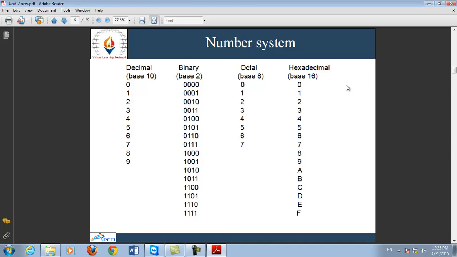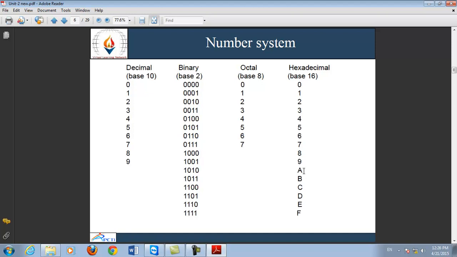Okay, as we have seen, there are 4 kinds of number systems: decimal, binary, octal and hexadecimal. I have already told you that decimal contains a total of 10 digits, from 0 to 9. Octal contains a total of 8 digits, from 0 to 7. And hexadecimal contains 16 digits, from 0 to 9 and A to F. It means if you want to represent 10, 11, 12, 13, 14 in hexadecimal, then the digits like 10, 11, 12 are represented by the corresponding alphabets.